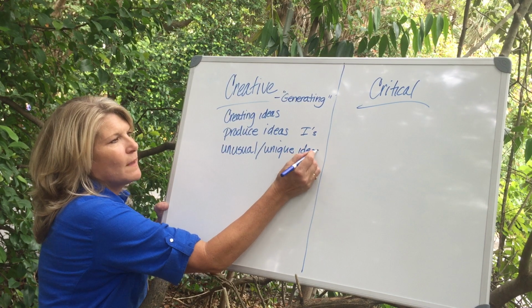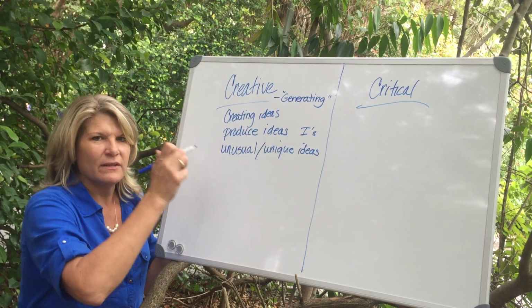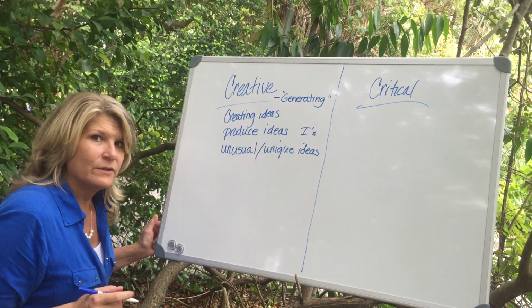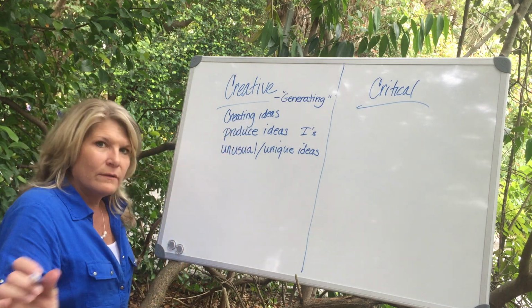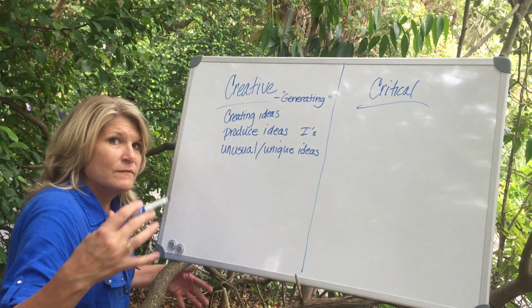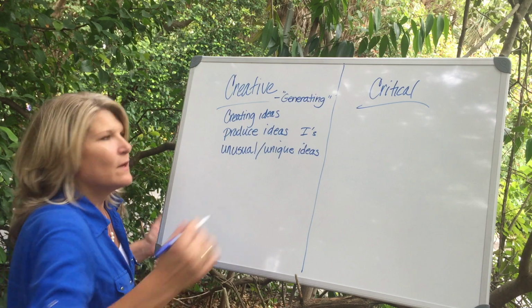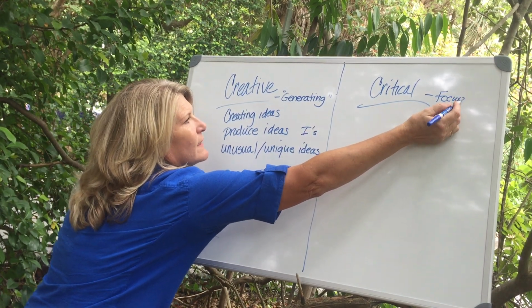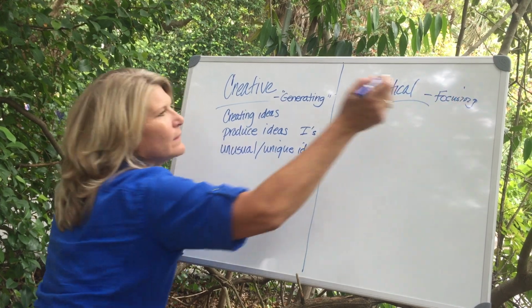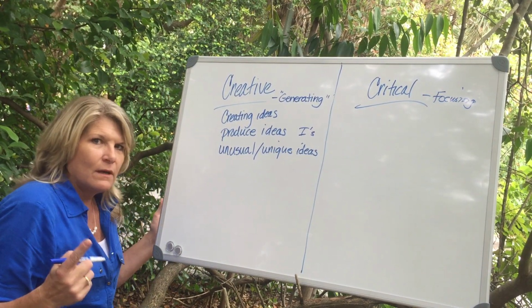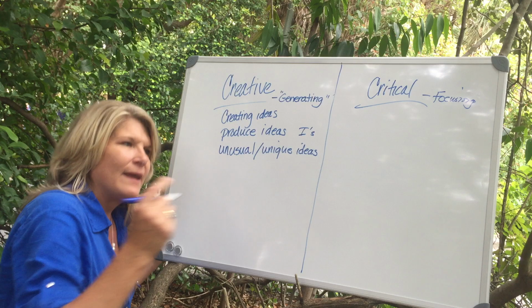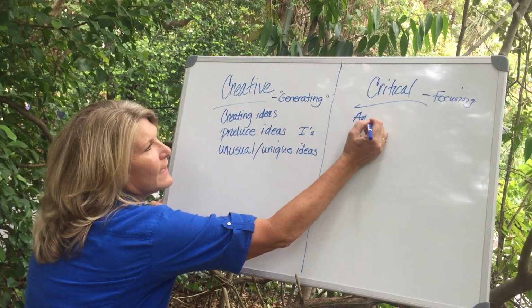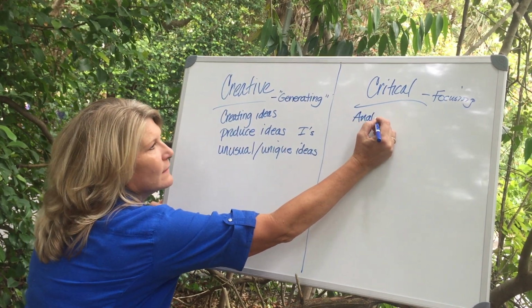All right, how about critical thinking? Might be a little hard for me to reach over there, but I'm going to give it a shot. So a key word for learning critical thinking skills, critical problem solving would be focusing. All right, I'm going to stretch focusing. Write this down. That's your key word. Focusing. So what do you do when you focus? You analyze. So you're going to analyze those ideas.